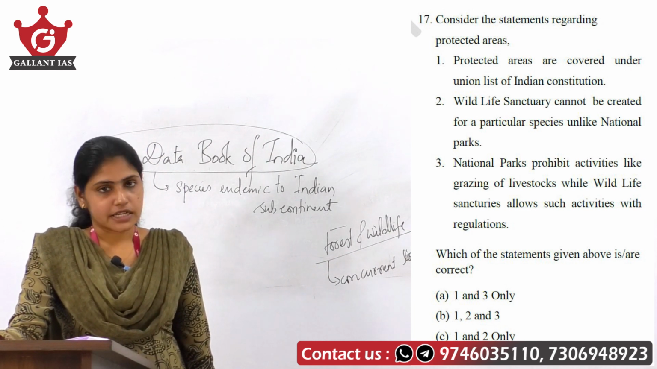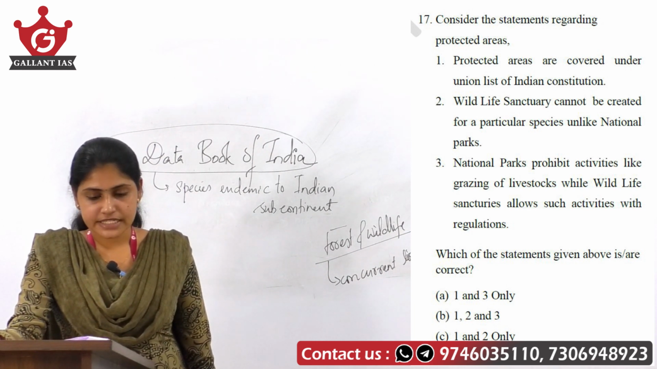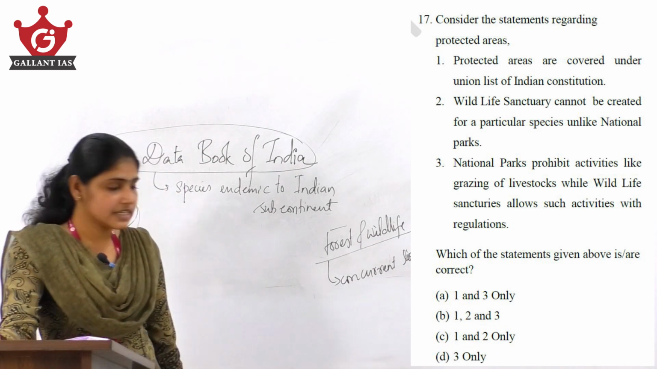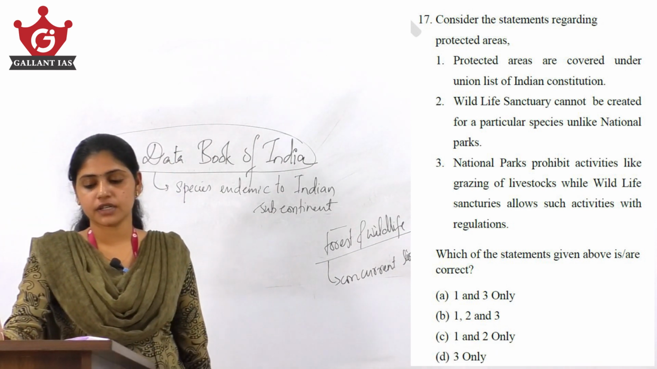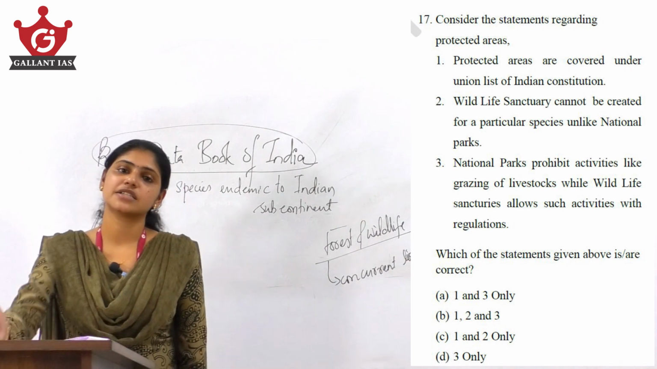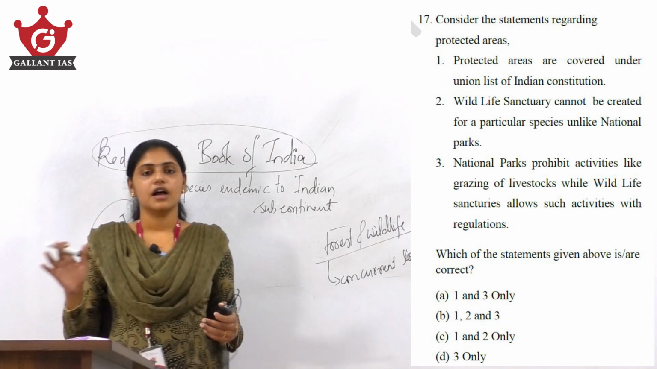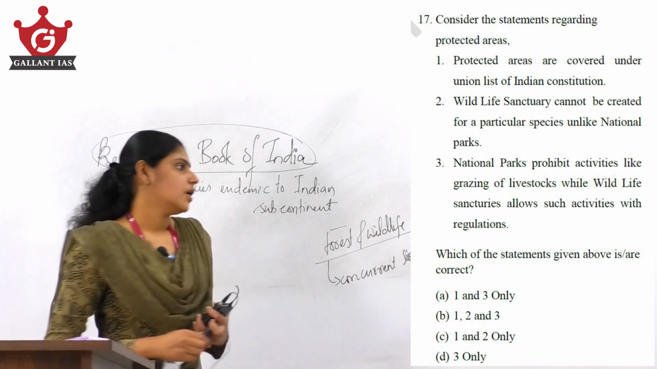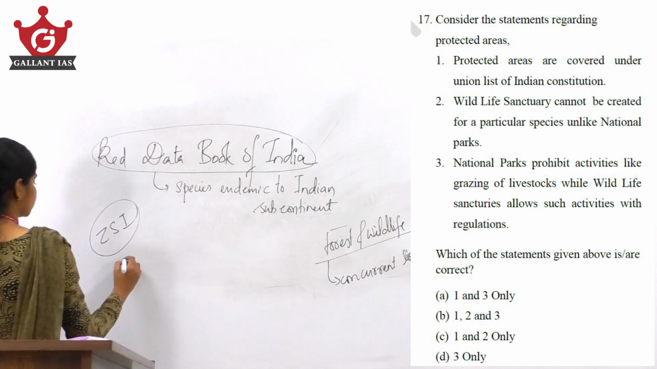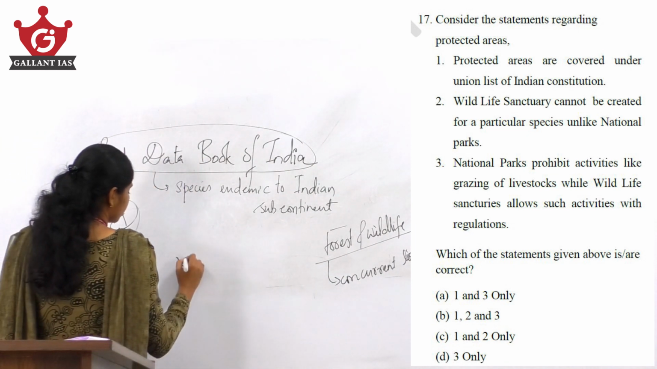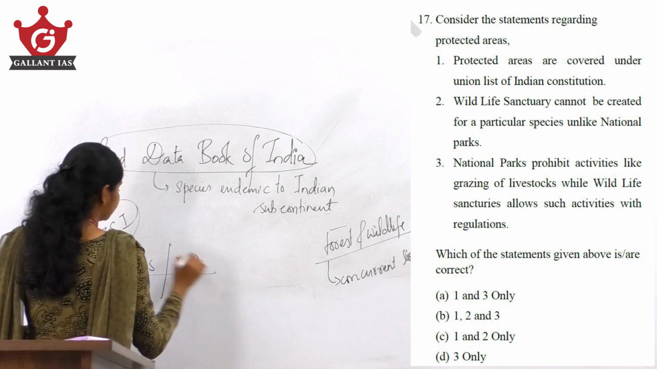Which says the second statement is also wrong. Anyway, we will look at the second statement. It says a wildlife sanctuary cannot be created for a particular species unlike national parks. It is wrong, right? We know this from when we studied wildlife sanctuaries and national parks, where we have seen the difference.